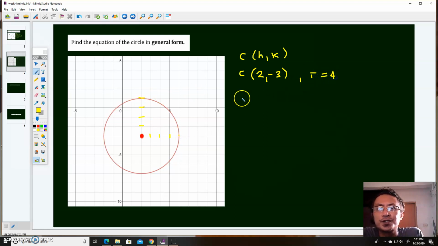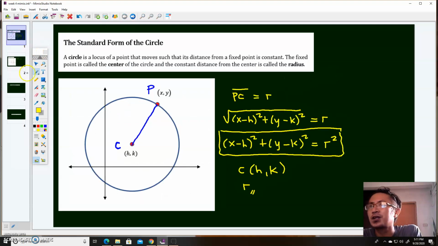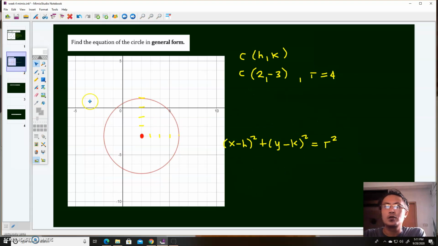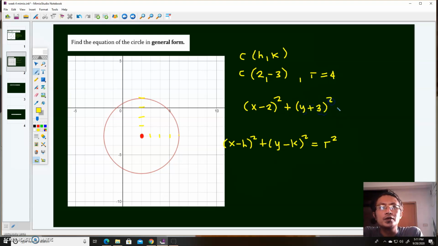So using the standard form, let's copy paste that standard form in here. See? Okay, so h is 2, so therefore x minus 2 squared plus y minus k, our k is negative 3. So this will become minus negative 3 or y plus 3 squared equals r squared, and r is 4, so this must be 16. So there.